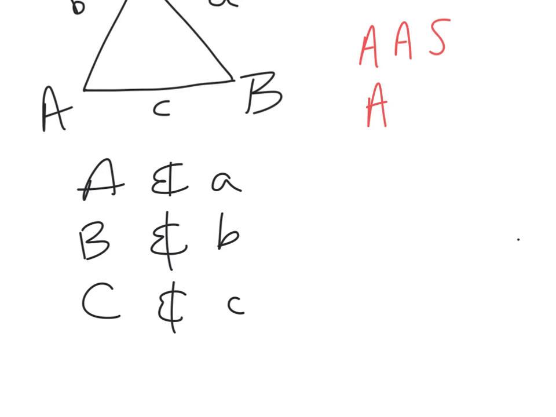But it also works in the ASA scenario. That's when we have, let's say, angle A and angle B and side C. So while we don't technically have an opposite pair of sides, we actually do, because if we know angle A and angle B, then of course we can find angle C, because the three angles are going to add up to 180, and then we'll have the opposite pair that we need to work with it.